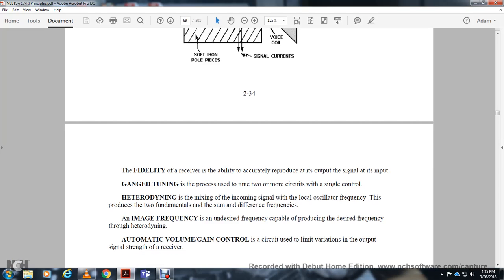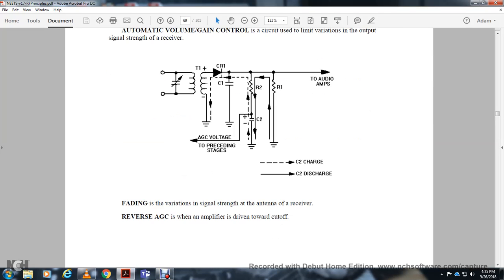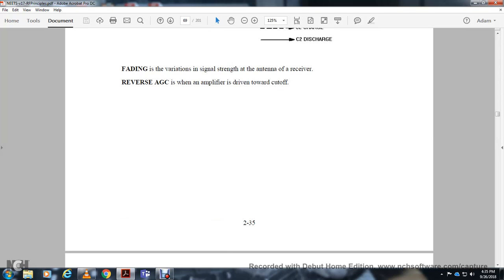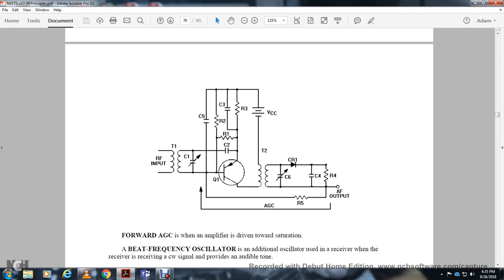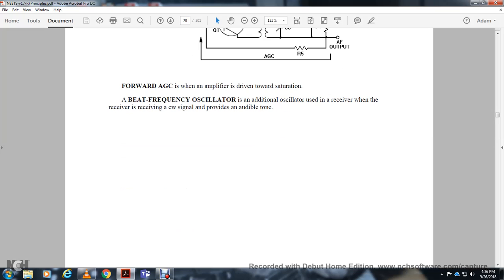Automatic volume and gain control circuit limits variation of the output signal strength of the receiver. Fading is the variation of signal strength at the antenna of the receiver. Automatic gain control: reverse automatic gain control has the amplifier driven toward cutoff, and forward automatic gain control has the amplifier driven toward saturation. Beat frequency oscillator: an additional oscillator used in the receiver with the continuous wave signal, which provides an audible tone.